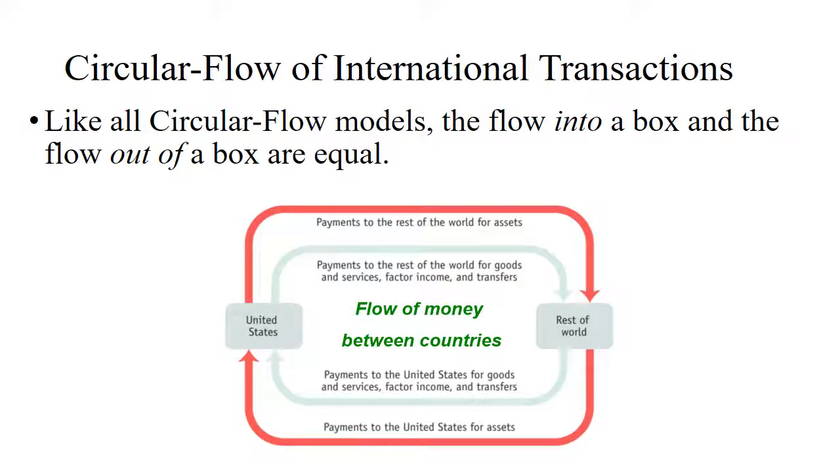So we could potentially look at this in terms of a circular flow model showing international transactions of inflows and outflows of funds. Like any circular flow model, the value of the money flowing into a box must be equal to the value of what's flowing out. So if the United States is paying the rest of the world for goods and services, maybe there's more money coming from the US to the rest of the world and therefore less money coming back. And we would need to make up for that by increasing the amount of assets on both sides. So these can all stay equal.